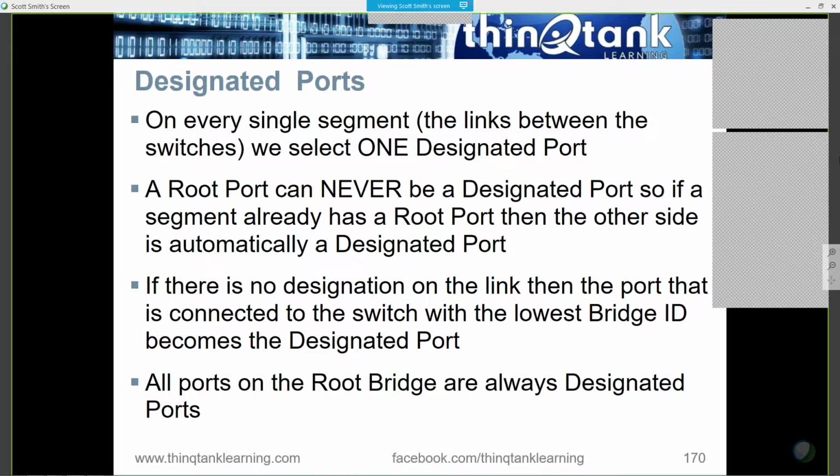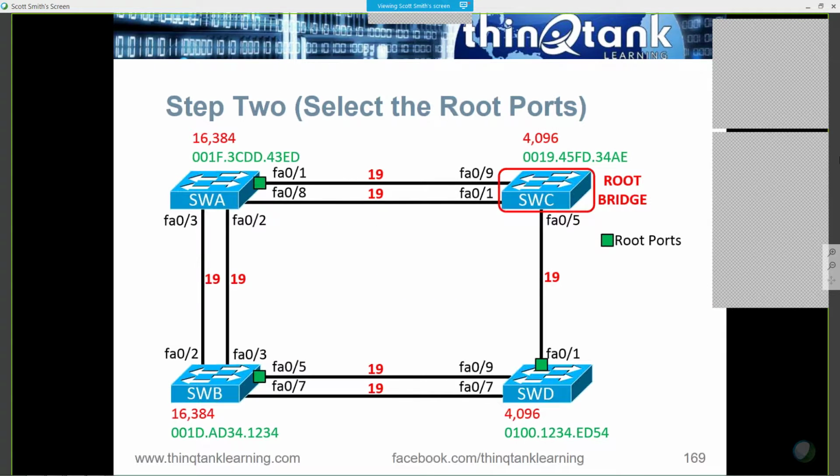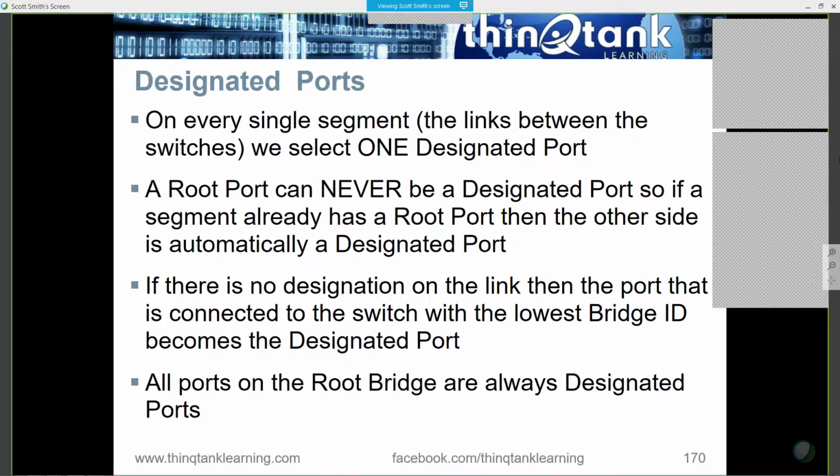Designated ports. Is a designated port a state or a role? It is a role. The state of designated ports is a forwarding state. On every single switch segment, a segment is defined as the links between the switches. How many segments do we have in this topology? 7. Okay? Just keep that number in your head. On every segment, we select one designated port. So when we're done, we're going to have 7 designated ports.